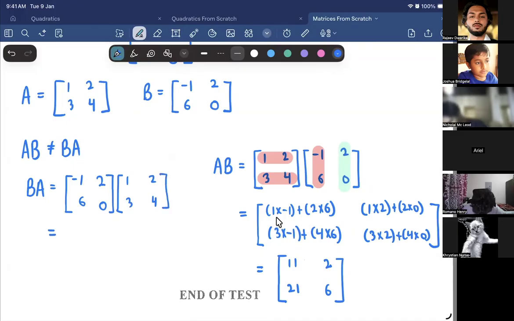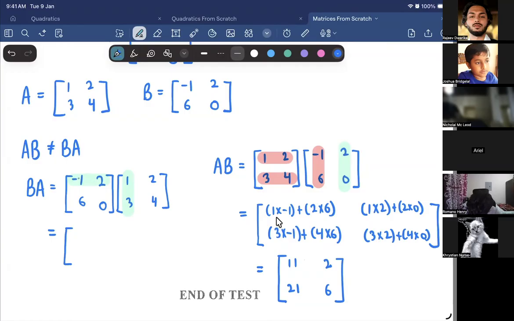Right. So I want you to look at matrix B. What is the first row in matrix B? Negative 1 and 2. Great. Okay. What is the first column in the second matrix? 1 and 3. Right. What is the first element in the first row?